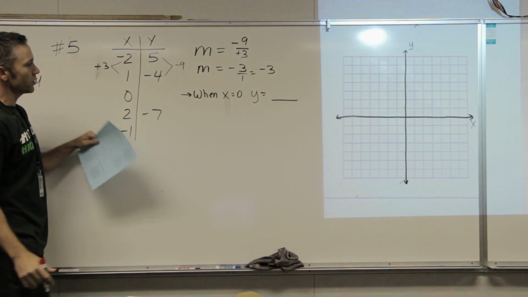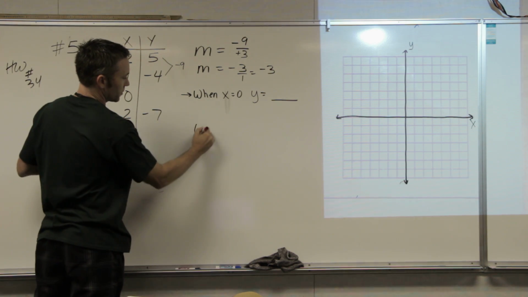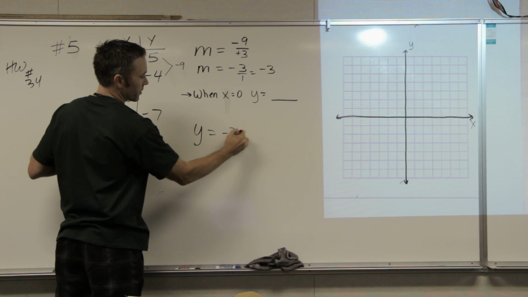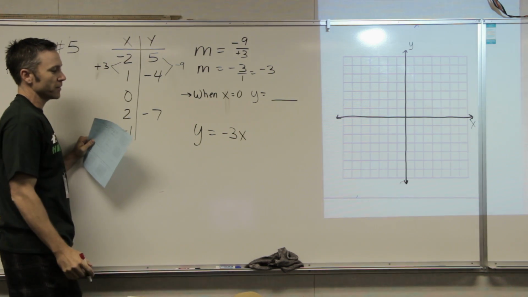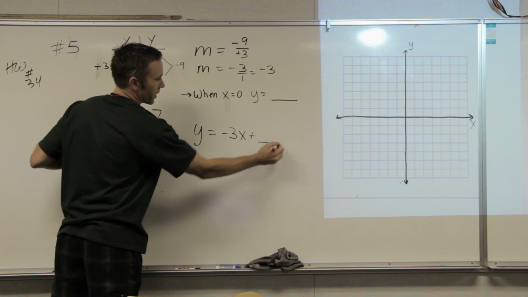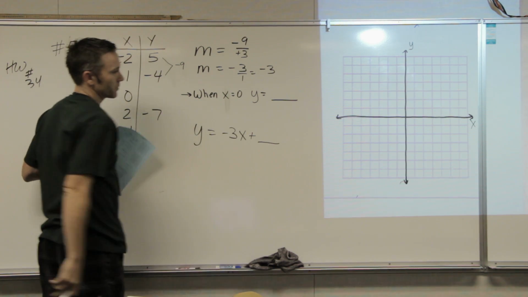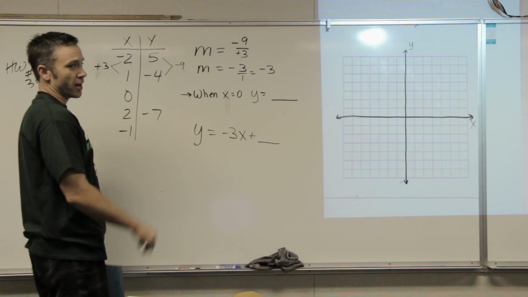So now, when you're looking at your equation, which is y equals, you've got the slope value, which is negative 3, and then the x will go next to it. Now all you're missing is the y-intercept. That's what we have right here. When x equals 0, what does y equal? And that's where you have a couple of different options to go.